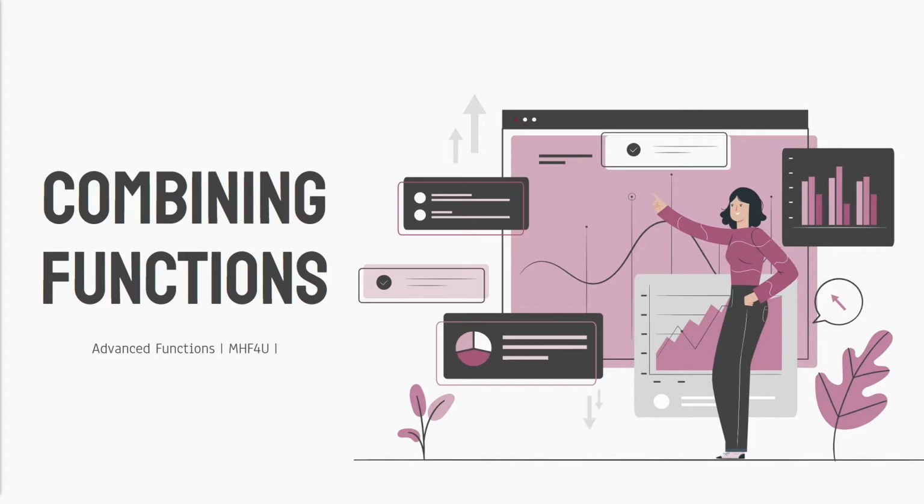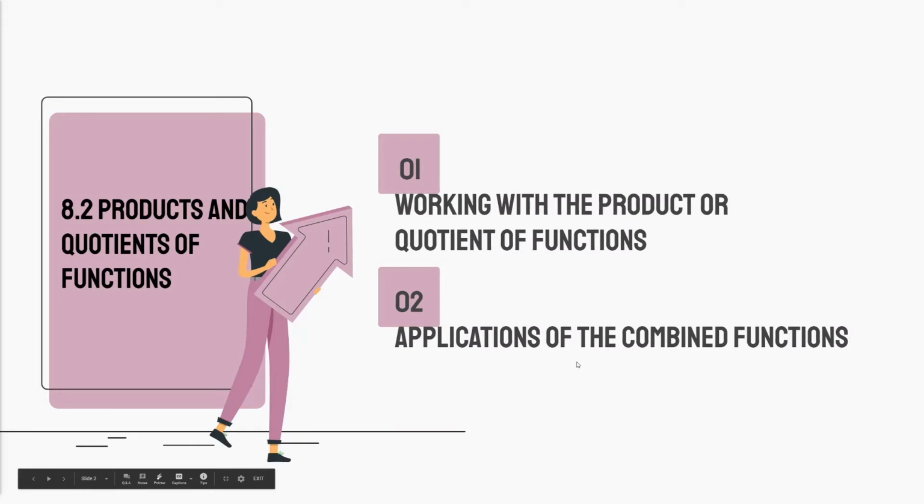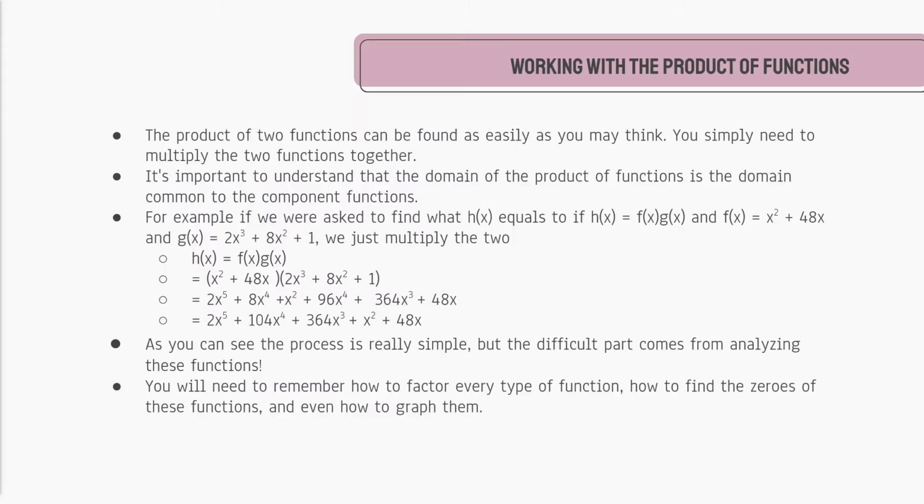Today we're going to be continuing with dealing with different types of combined functions. Specifically today, we're going to be dealing with the product and the quotient of two functions. So first we're going to figure out how to actually work with those. And then we're going to talk about different applications of these functions as well as things we could do with them and must understand. So let's get started on that.